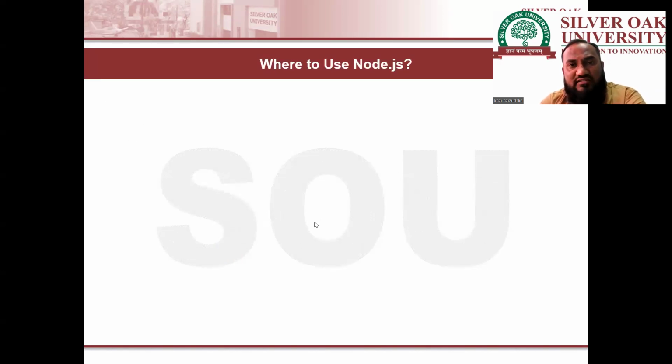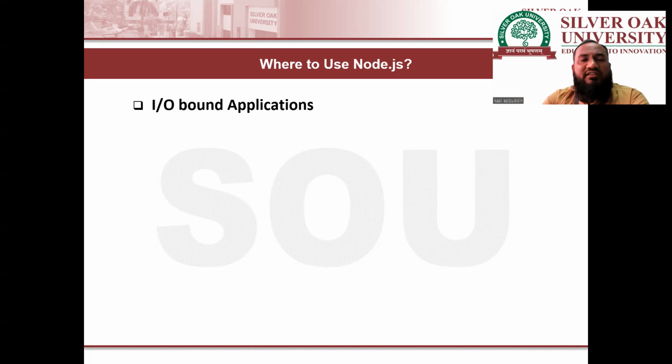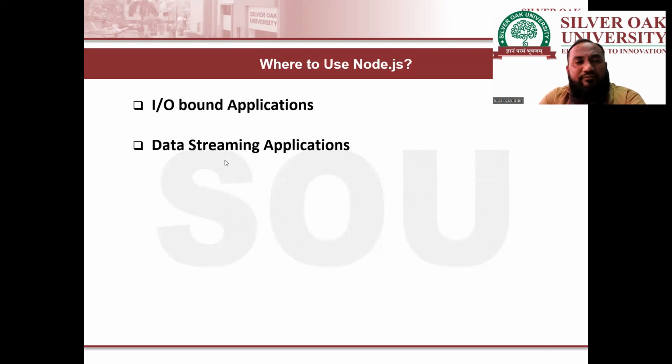Now, where to use Node.js? In which situations is it suitable to use Node.js? First, IO bound applications. An IO bound application means your requirement is such that you frequently need read and write operations in your application. If you need frequent read and write operations, that is called an IO bound application. So if your application requires multiple read write operations, then it is suitable to develop that kind of functionality in Node.js.